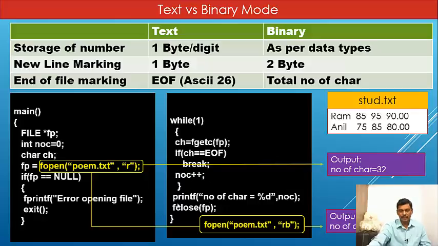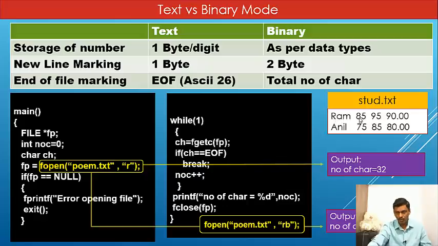Then it displays after reading all characters up to 80.00. After reading the last 0, the next character is the end of file marking, ASCII value 26. So it reads ASCII value 26, the condition is to break, so it comes out of the loop. It displays the NOC value. What is NOC? NOC is 32. We just count RAM, because it is a text mode.